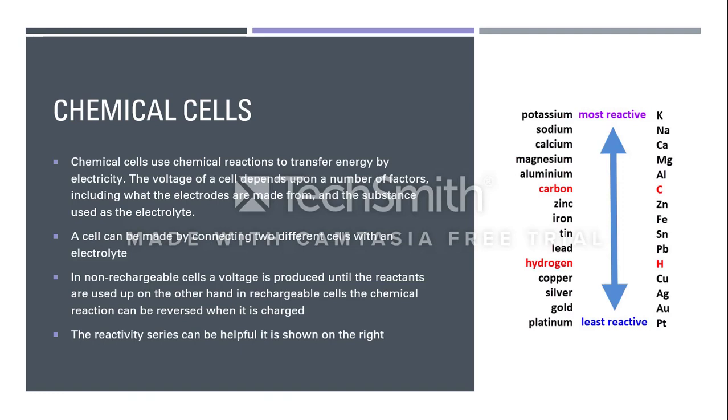Chemical cells. Chemical cells use chemical reactions to transfer energy by electricity. The voltage of a cell depends upon a number of factors, including what electrodes are made from and what substance is used as the electrolyte. So this can be decided by looking at the reactivity series. A cell can be made by connecting two different metals with an electrolyte. In non-rechargeable cells, the voltage is produced until the reactants are used up. On the other hand, in rechargeable cells, the reaction can be reversed when it's charged.